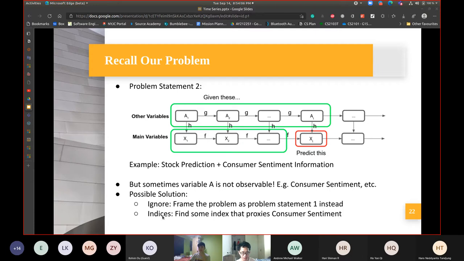So you can use indices. Instead of A being consumer sentiment, you can let A be the index instead. And since an index by definition has data, you can use the index to make predictions. So these are the two general solutions, which are basically either ignore the problem or let something else be a stand-in for the thing that you're missing.